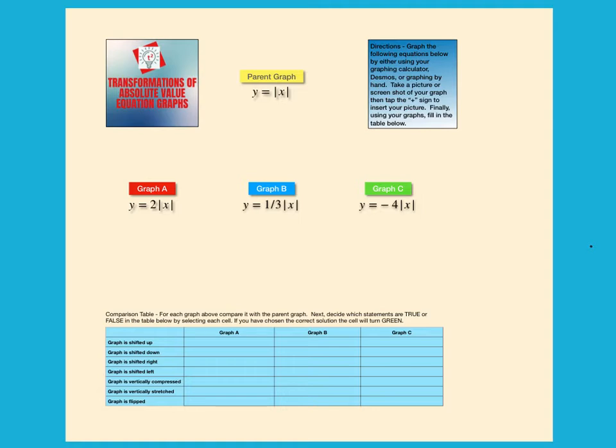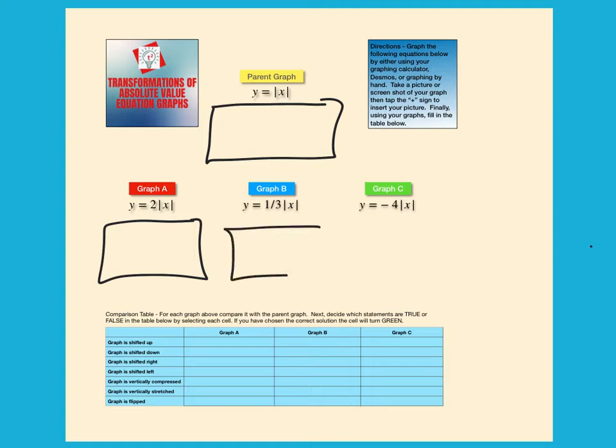So let me explain to you how this is going to work. I have this put into my Explain Everything app, so it's just the PDF version, so it doesn't look quite the same as yours. Yours is going to have little boxes under the parent graph, graph A, graph B, and graph C. And then there are a few different tabs with different names on them.